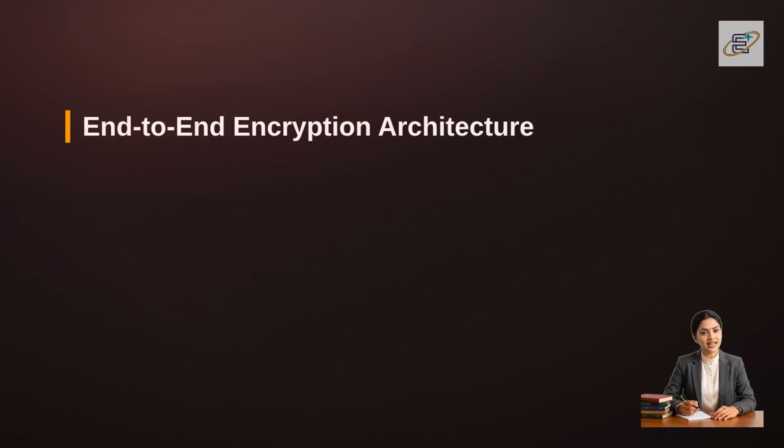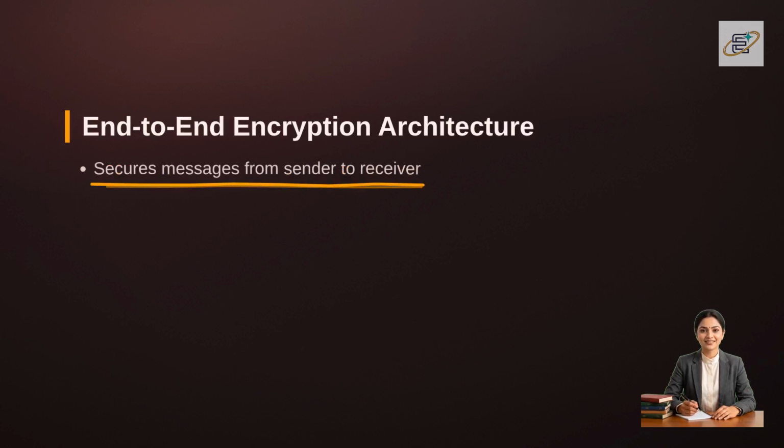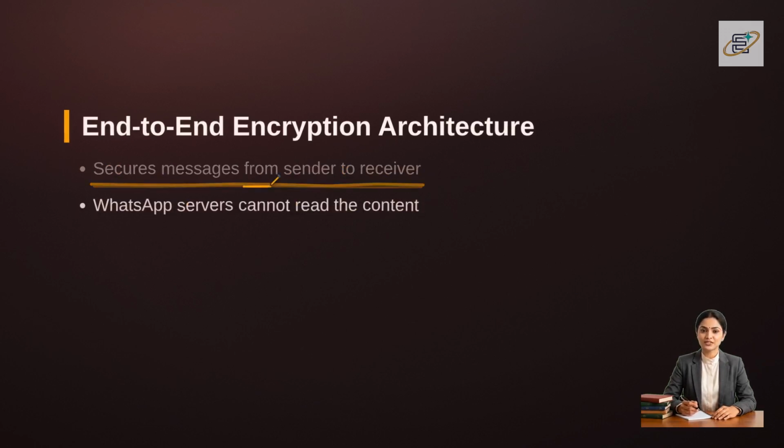This brings us to end-to-end encryption. This technology ensures that a message is secured the moment it leaves the sender's device and can only be decrypted by the intended receiver. The most crucial aspect of this design is that WhatsApp's own servers cannot read the content of your messages. They merely act as a temporary post office, holding the encrypted package until it is delivered.